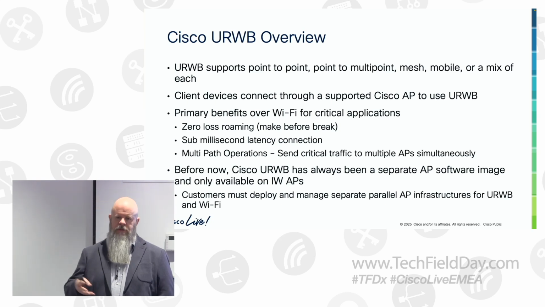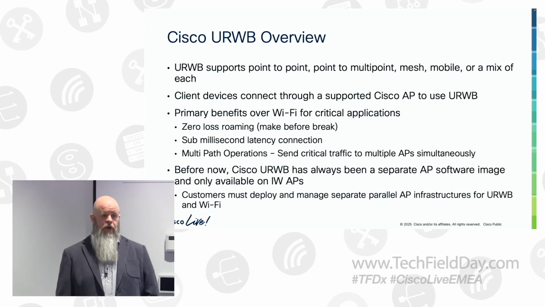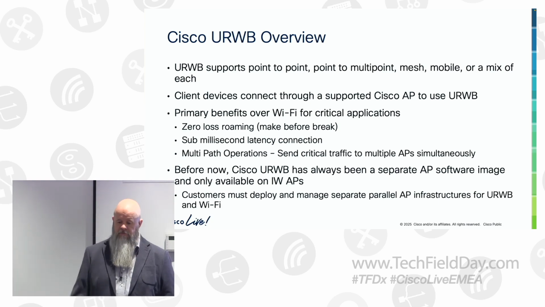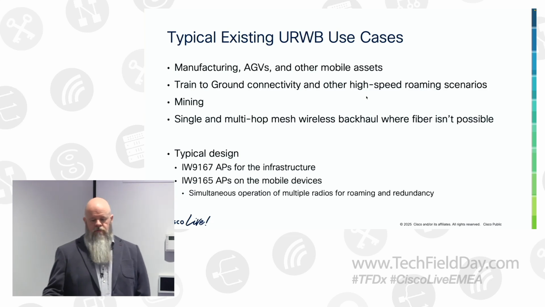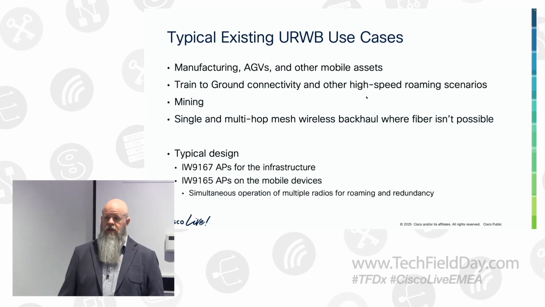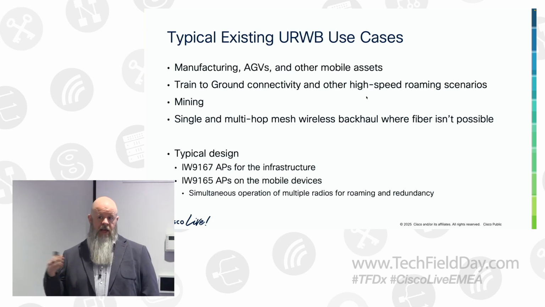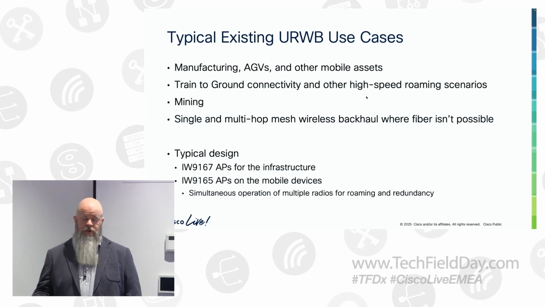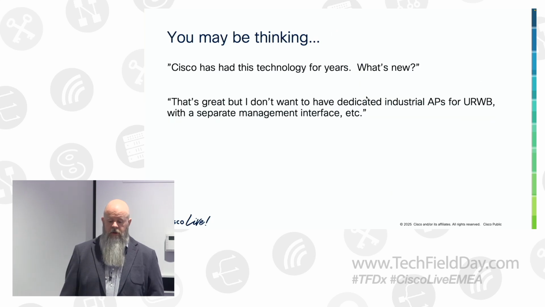So up until now, this has always been a separate infrastructure. Like I mentioned, you had to deploy different APs in this mode. It's been completely separate. Some of the use cases are manufacturing AGVs, like I mentioned, mining, real fast moving things like high-speed trains, et cetera. And a typical design would have been 9167s on the ceiling and 9165s on the vehicles. That's kind of the most common way to deploy it.